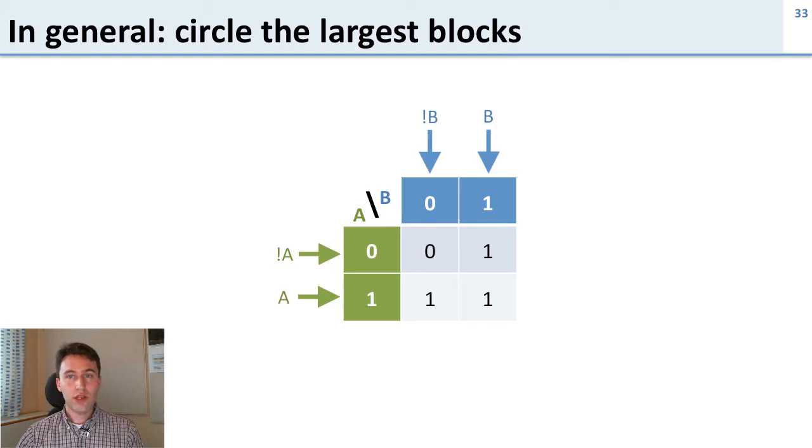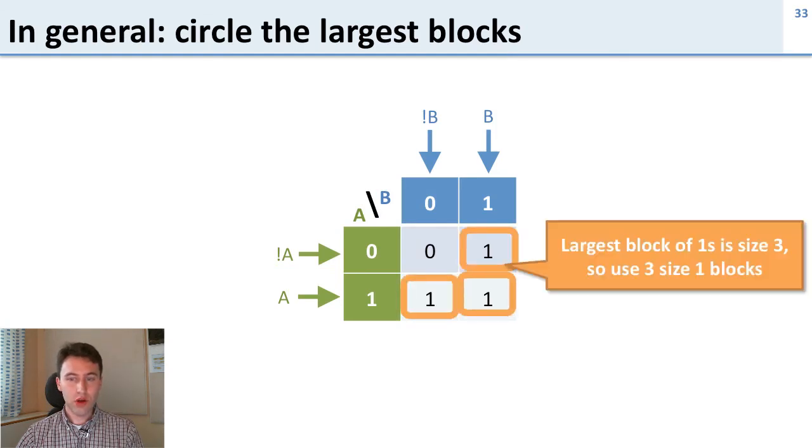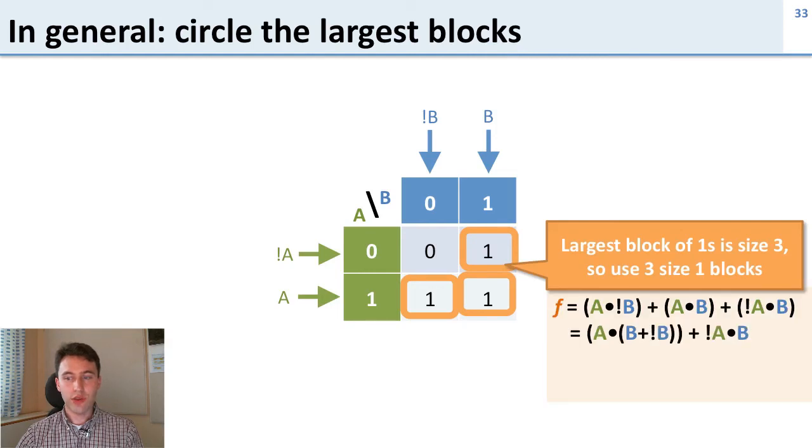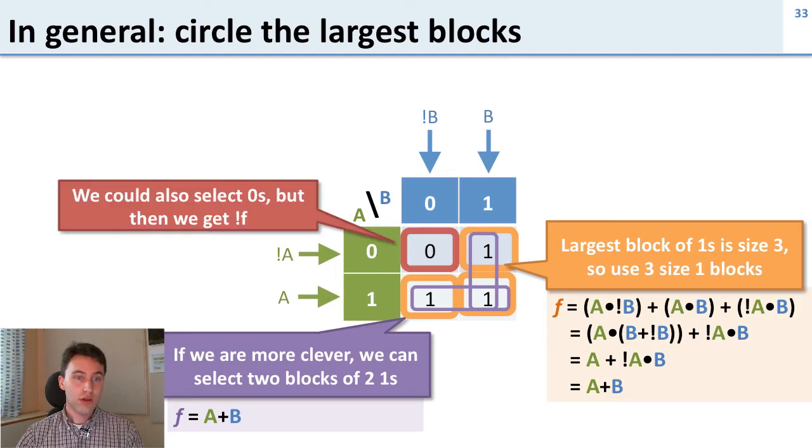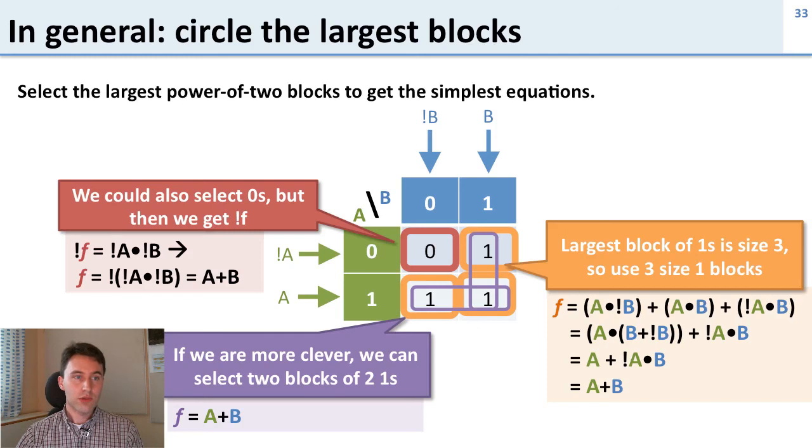So in general, you want to circle the largest blocks. We saw if we circle these three small blocks, we get a bunch of terms and we have to work our way through to reduce it to the simple equation. If we circle larger blocks instead, we can directly get the equation. We can also do strange things like circle the 0, but if we circle the zeros, we have to convert from not F back to F. So when you're doing Karnaugh maps, you want to select the largest power of 2 blocks to get the simplest equations.